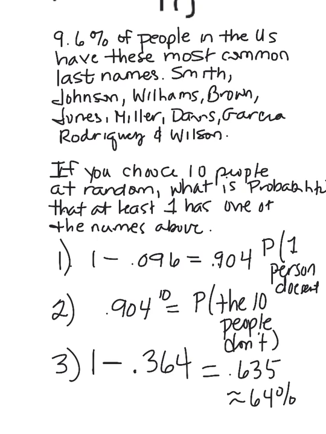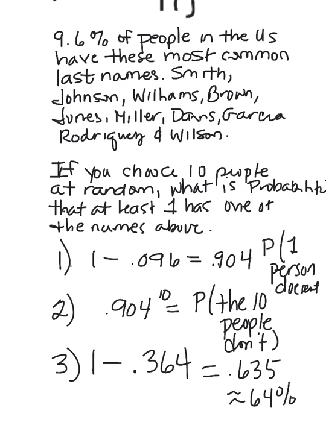so 9.6% of the people in the U.S. have these 10 most common names: Smith, Johnson, Williams, Brown, Jones, Miller, Davis, Garcia, Rodriguez, and Wilson. So if you chose 10 people at random, what's the probability that at least one of them has the names above? You can't just take the probability of 9.6, change it to a decimal, and carry it to the 10th power, because that is asking what's the probability of all 10 of those people having one of those names. And that's not what the question is. So you want at least one of them to have the names above.